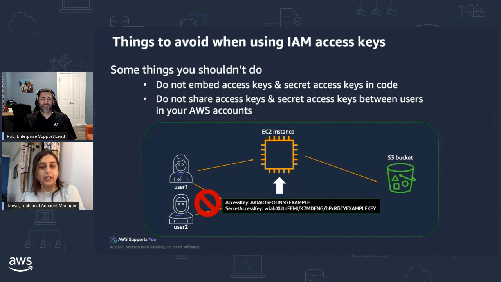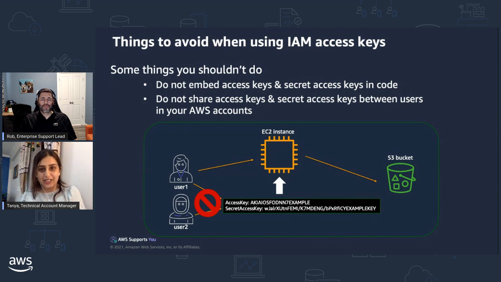Here, things to avoid when using IAM access keys. So we want to avoid a few things with IAM access keys. One of them is embedding them in your application. Do not embed the access keys and secret access keys in your code. You can leverage other features of IAM to give your application access to services like S3, Athena, or EMR. This way, users don't embed the access keys into their applications, which can add risk to them being exposed or even shared within the organization.